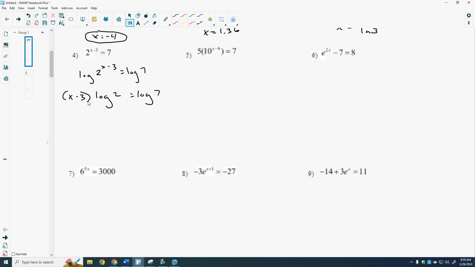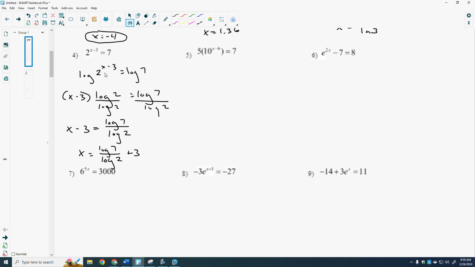I need to get rid of the log of 2. You could distribute that, but I wouldn't. That log of 2 is being multiplied by what I'm trying to solve for, so I'm going to divide both sides by the log of 2. Trying to solve for x, I have this minus 3, so I'm going to add 3. Grab my calculator and type in log of 7 divided by the log of 2 plus 3.